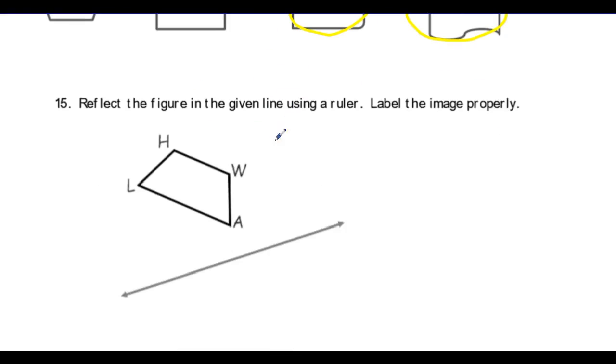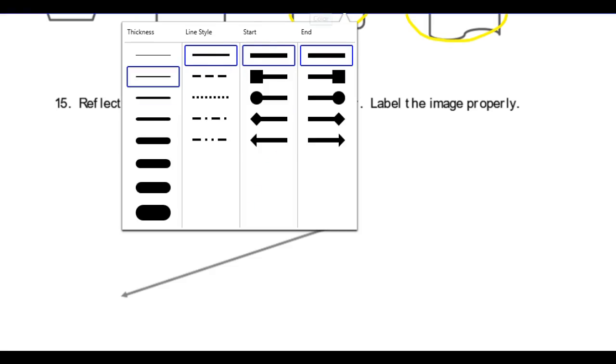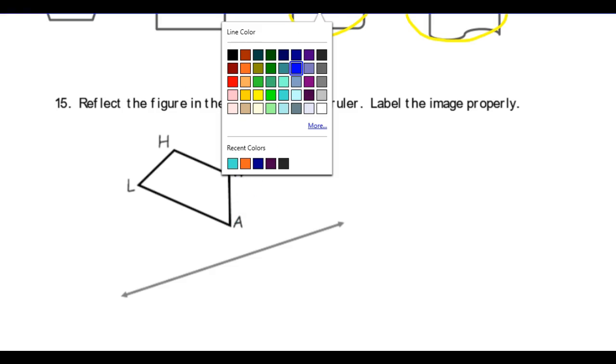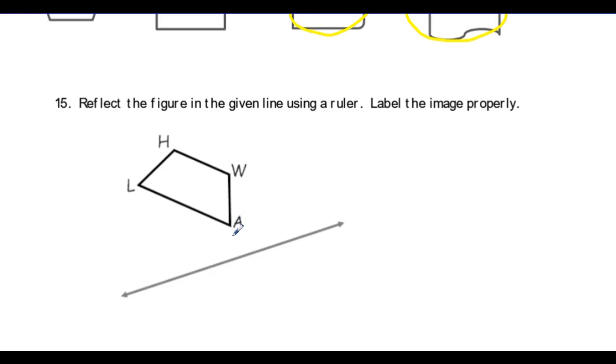Reflect the figure in the given line using a ruler. So you're going to take your ruler, and you could basically measure the distance from A, the perpendicular distance, that is, how far A is from the line, and then you're going to duplicate that distance over here. So A prime would be somewhere about here. You're going to take your straight edge and find the distance from W to that line, and then duplicate that distance, and that's going to be W prime.